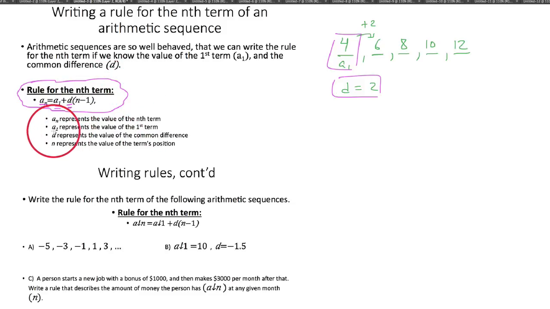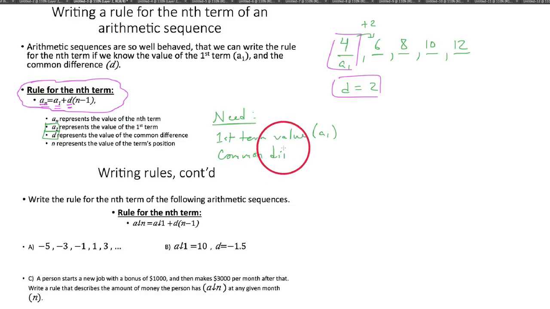One thing I do want to say here is this: when it comes to writing the rule for the nth term, we only really need to know the value of the common difference and the first term. So we're going to write a little grocery list here. The needs: we need the first term value, and we say that this is a1, and we need the common difference, or what it's going up or down by between terms every time. This common difference, we use the letter d to denote. Let's take a look at how we can use this rule to very easily write the rule for the nth term of a sequence.